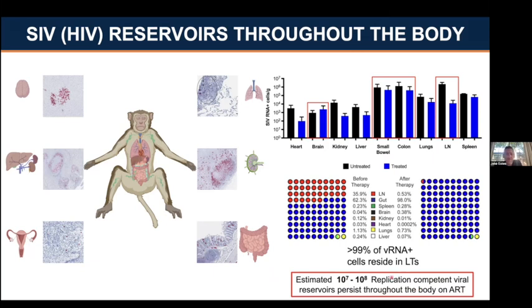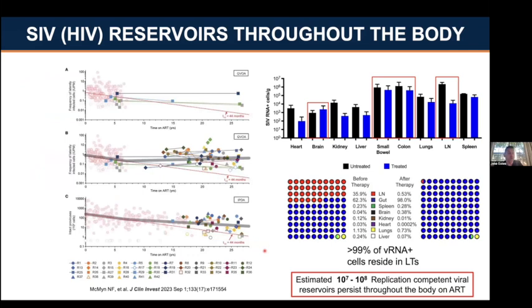And this is really important because work from Bob Siliciano's lab recently demonstrated that this rebound competent or replication competent viral reservoir does not appear to decay over time. And so we really need to develop therapeutic approaches that actually specifically target these rebound competent, replication competent viral reservoirs.